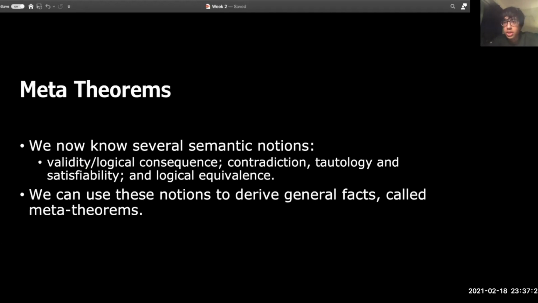Metatheorems. So these are the last type of questions that'll be asked on the test. And now we know the different semantical notations that exist, right? Validity, logical consequence, tautology, satisfiability, consistency, etc. We have to now use these notations and the general laws of validity to create metatheorems, to find proofs, basically.